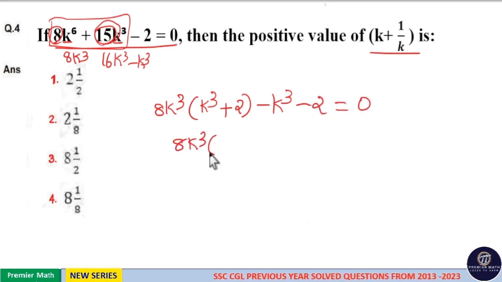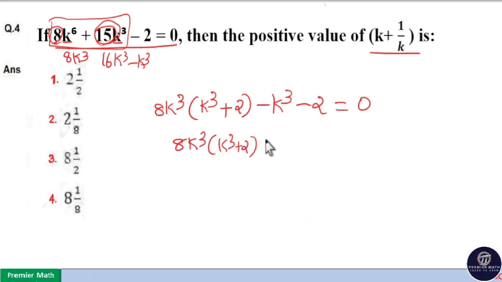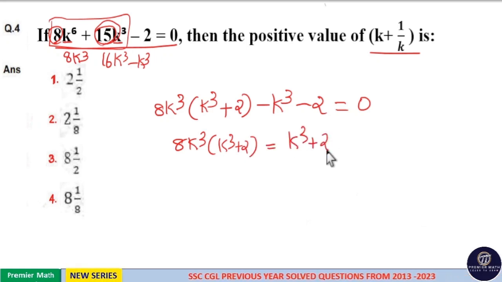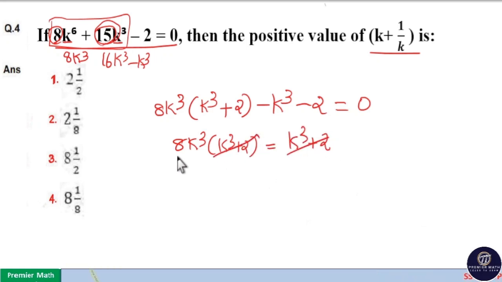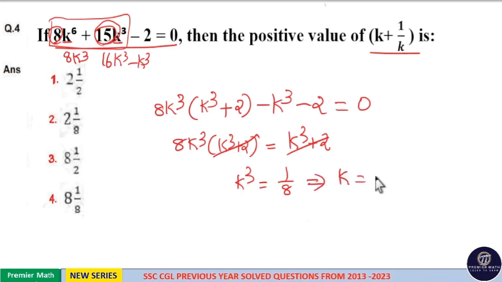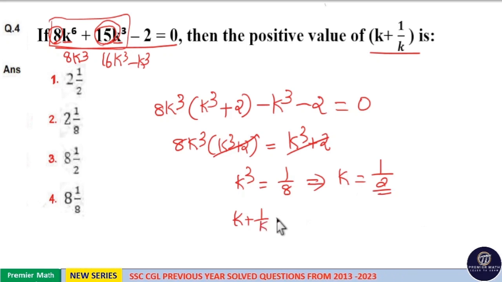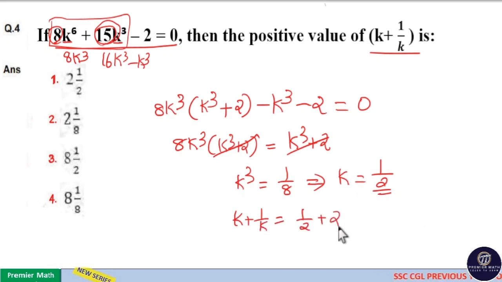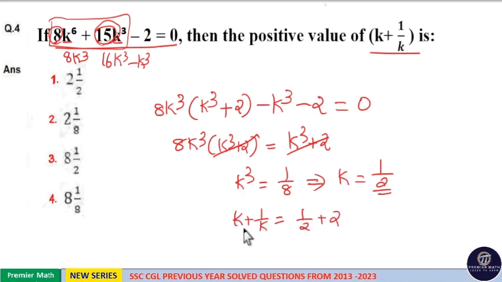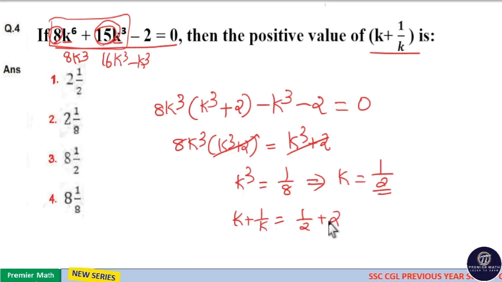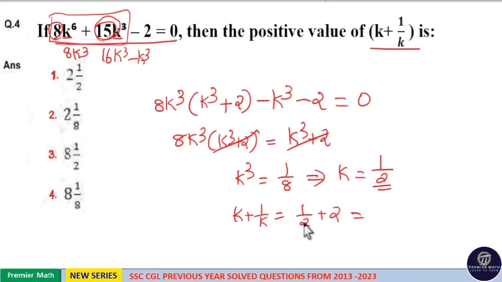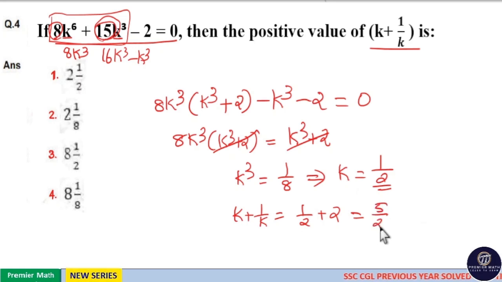So 8k cube into k cube plus 2 is equal to k cube plus 2. Now cancel k cube plus 2. Remaining is 8k cube is equal to 1, which means k cube is equal to 1 by 8. Then k is equal to 1 by 2. If k is equal to 1 by 2, then k plus 1 by k is equal to 1 by 2 plus 2. K is 1 by 2. 1 by k is equal to 1 by 1 by 2 which is equal to 2. So 1 by 2 plus 2 is equal to 5 by 2 which is equal to 2 and half. So option 1 is your answer.